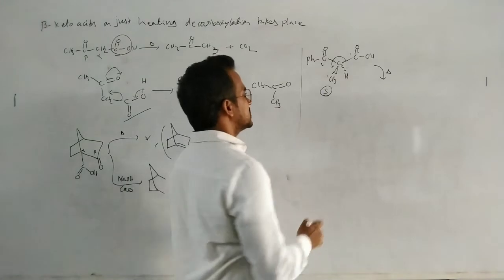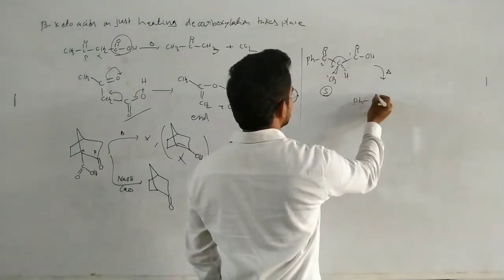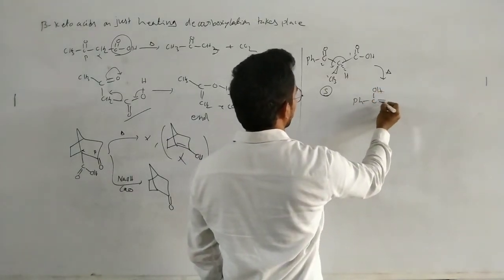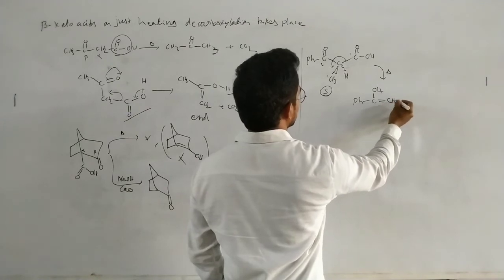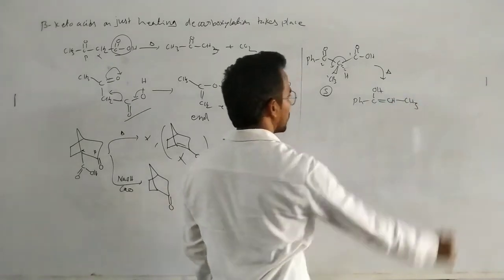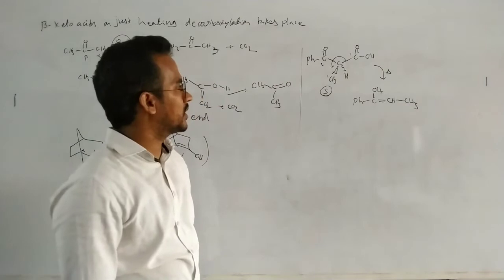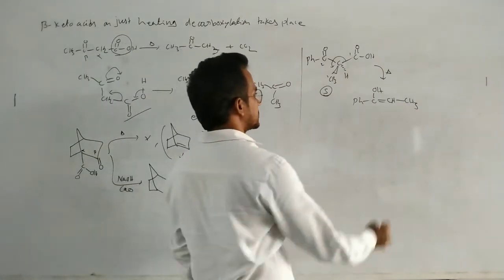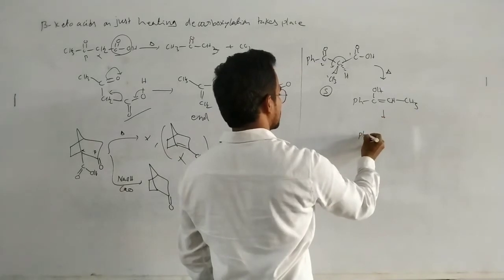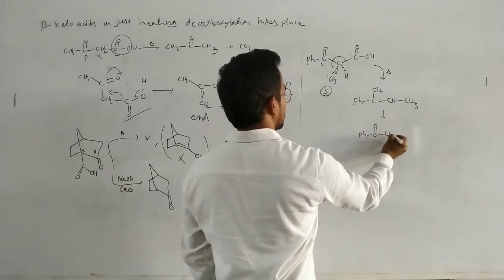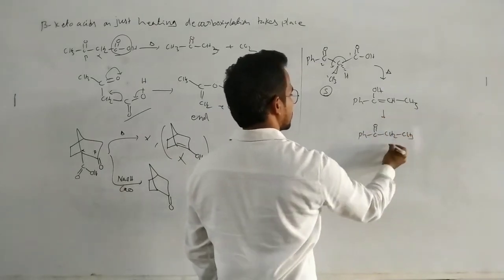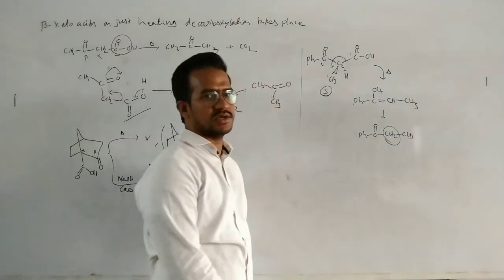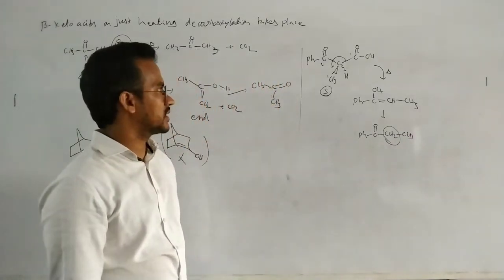So in this case, this one on heating, we will get the Ph C(OH) double bond CH2. Okay, double bond CH2. So here in this case, again it is converted to Ph C double bond O, CH2 CH3. Of course, there is no chiral carbon in this case. Okay, there is no chiral carbon.